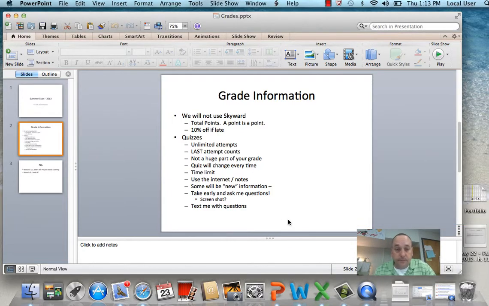Okay. Your last attempt is the one that counts. I don't take the highest, I don't take the lowest, I take the last one. So you have to decide whether you want to retake it if you get a decent grade or not. There are about 200 to 240 points per module, and each one of these is worth 40 points. So it's a significant grade, but it's not going to make or break your grade either way, typically.